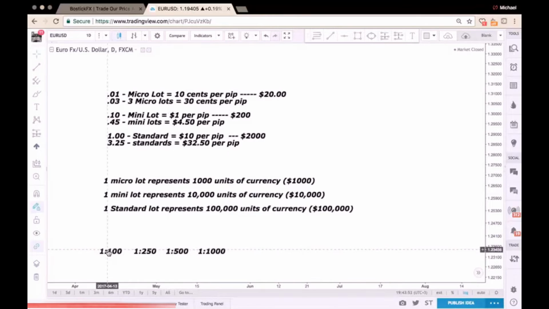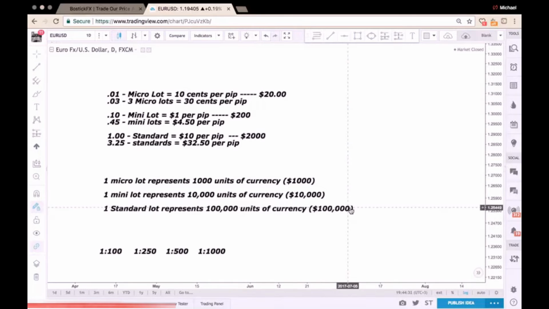Many brokers allow you to select your leverage, and some brokers go anywhere between 1 to 100 all the way to 1 to 1,000. What this means is, let's say you have 1 to 100 leverage on your current broker: for every dollar in your account, you have $100 of trading power, right? For 1 to 1,000 leverage, for every dollar in your account, you have $1,000 of trading power, right?